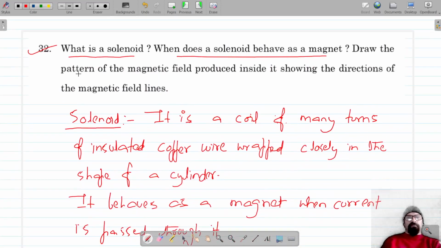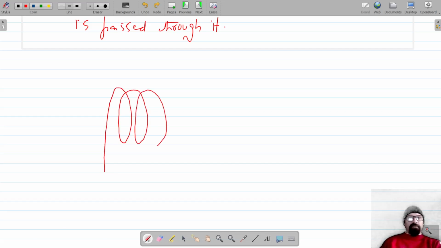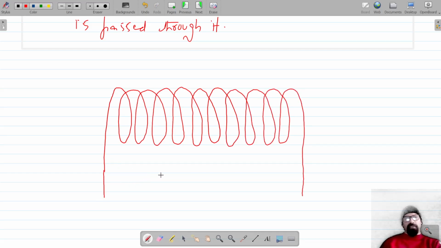Now we have to draw the pattern of the magnetic field produced inside it, showing the direction of the magnetic field lines. So let's draw a solenoid first, which is a coil of many turns of insulated copper wire, wrapped closely in the form of a cylinder. So this is the solenoid. And we have to show the direction of the magnetic field lines.